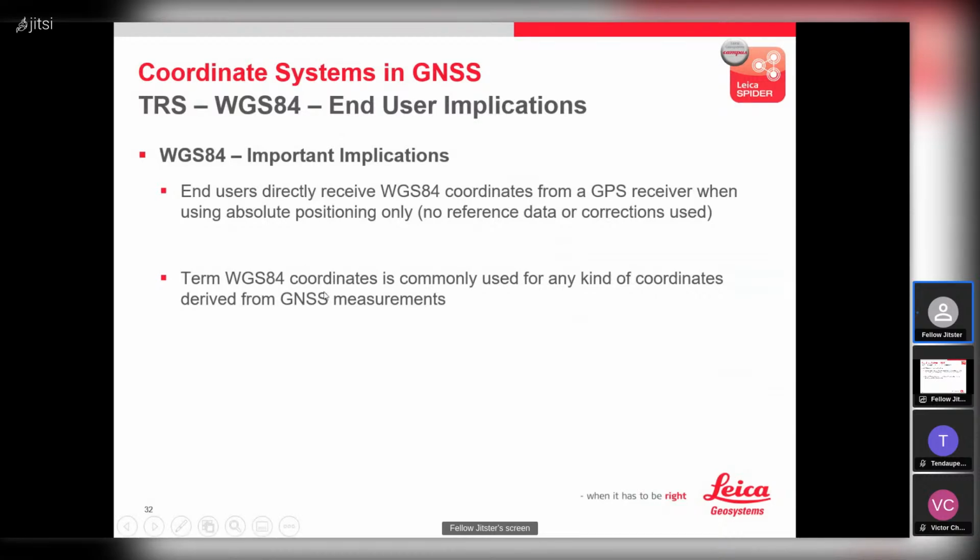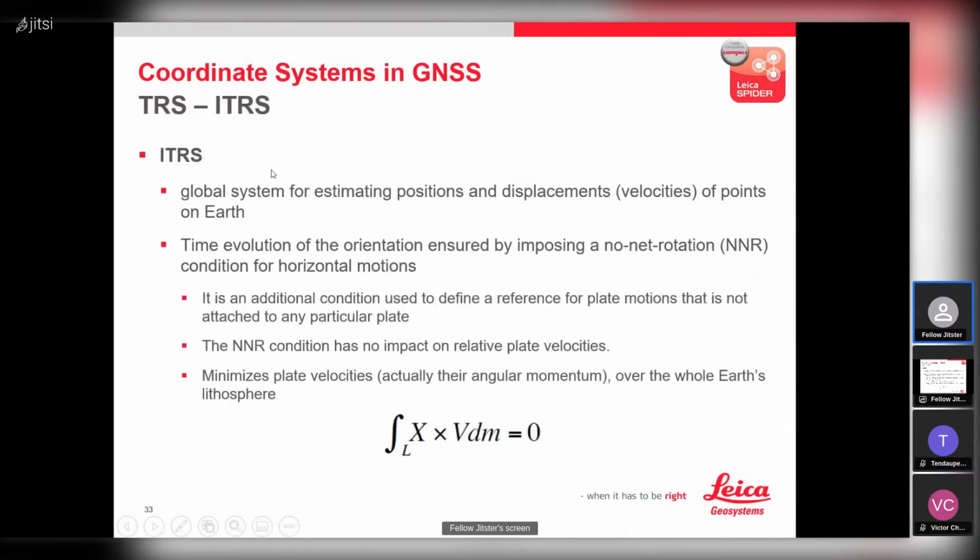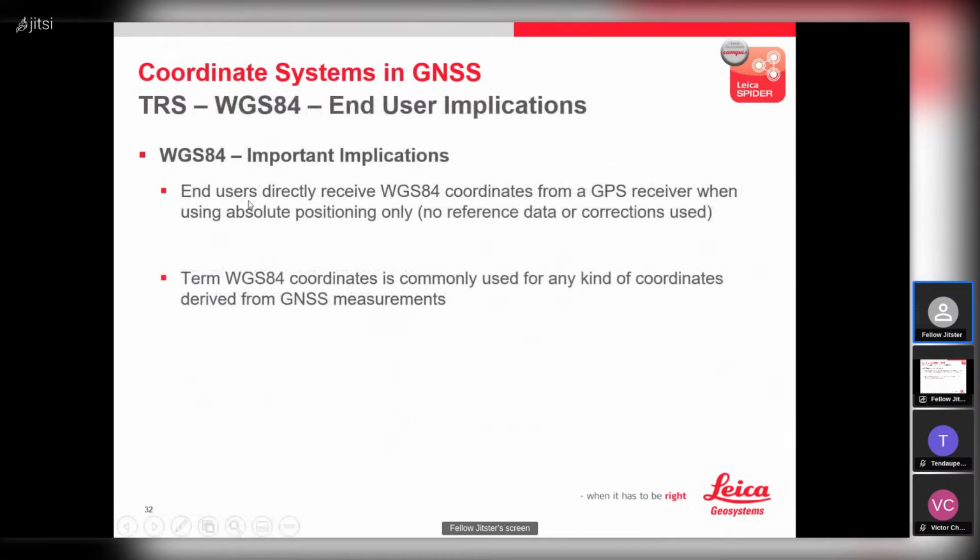As I said, this term WGS84 is commonly used for any kind of coordinates derived from GNSS measurement. That's why we will see WGS84 everywhere, but in fact it is not really correct, because what we are actually using is this ITRS. One thing about WGS84, the coordinates are only expressed as XYZ. We have no information about epoch, we have no information about velocity. So this is a general problem of WGS84.